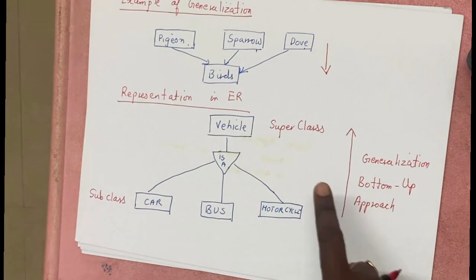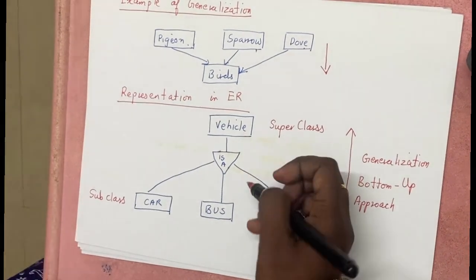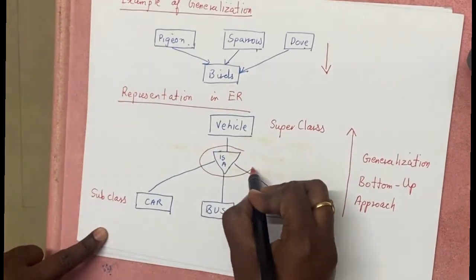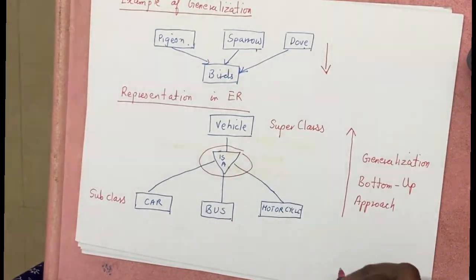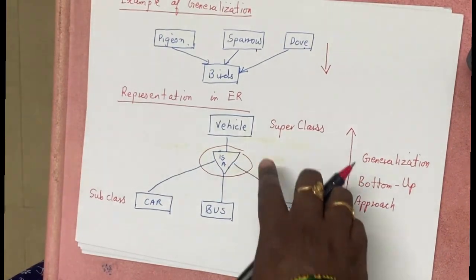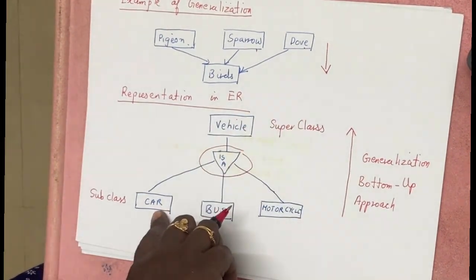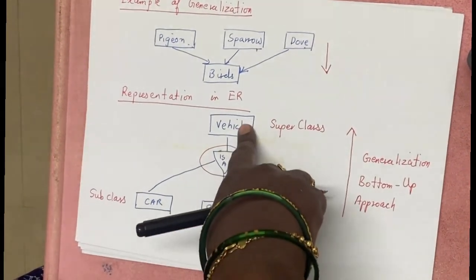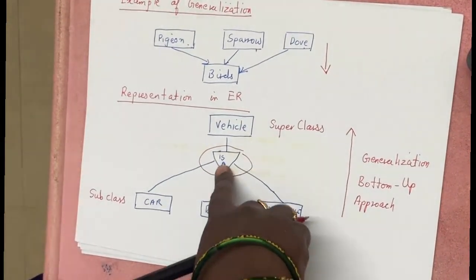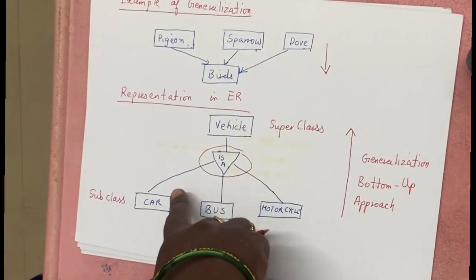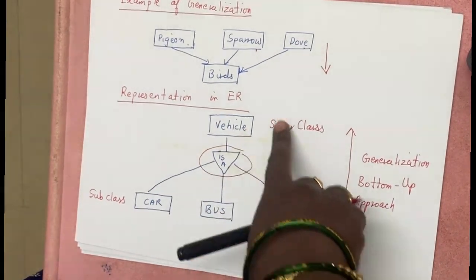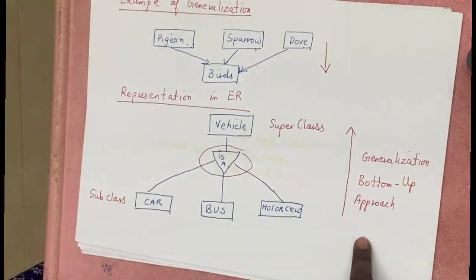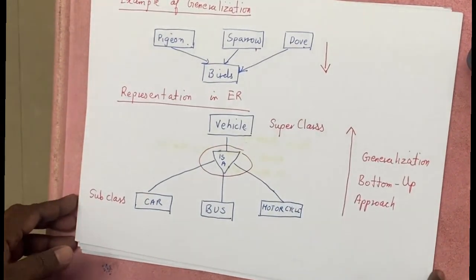The diagram for generalization and specialization uses a feature called is-a. It's a relationship that is used. Car is a subclass of vehicle. Bus is a subclass of vehicle. Motorcycle is a subclass of vehicle, where vehicle is a superclass. So when I see it, I would see it as a bottom-up approach.